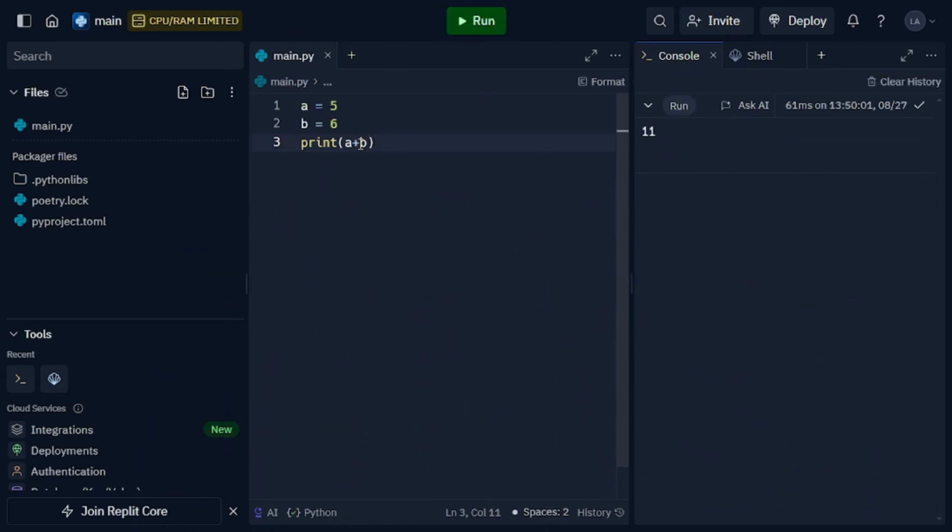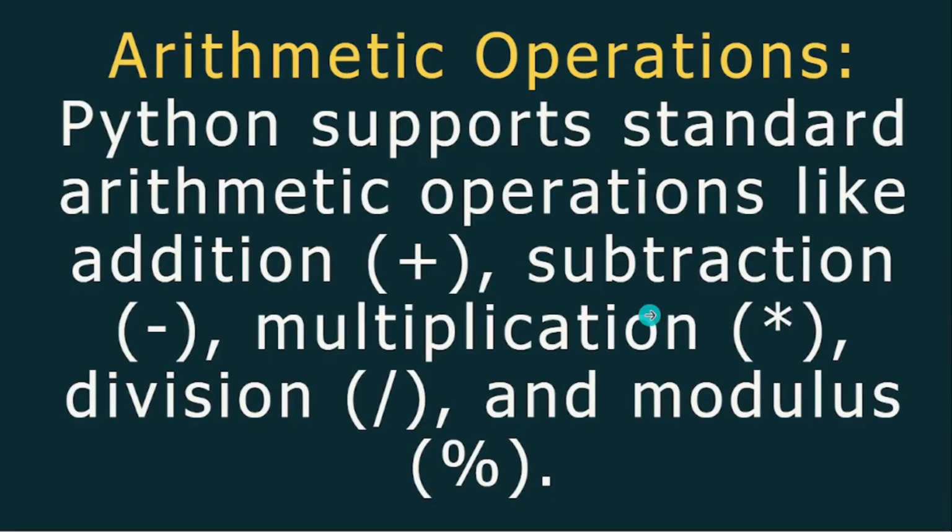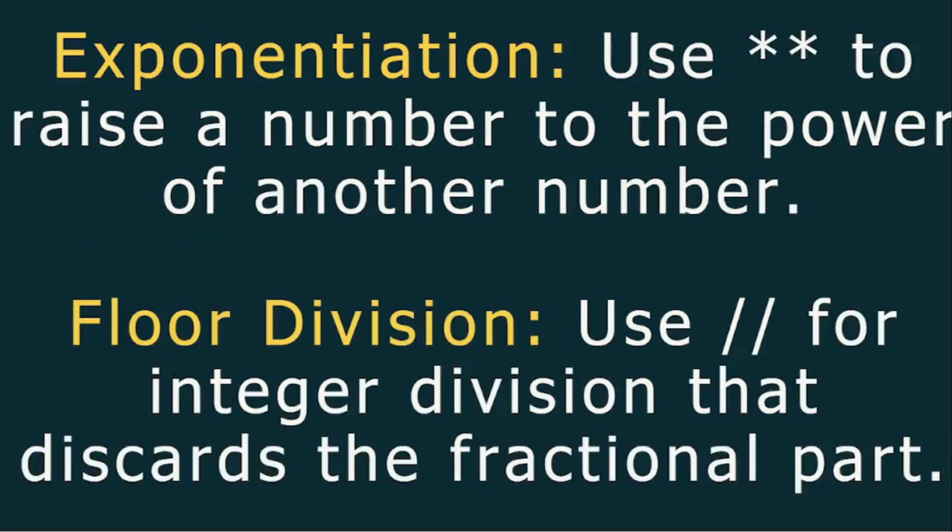Similarly, we have subtraction, so we got the output minus 1, and multiplication, and we got the output like this. In this way we can do basic operations straightforwardly, but Python also provides more advanced arithmetic operations like exponentiation, modulus, and floor division. Floor division is used for integer division that discards the fractional part, and exponentiation is used to raise a number to the power of another number.